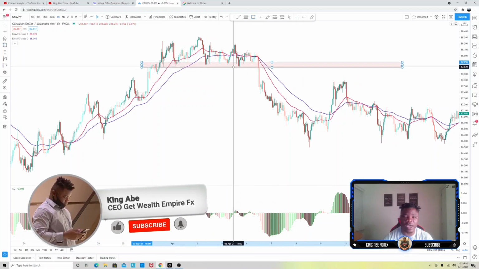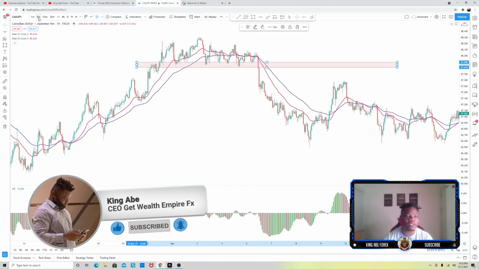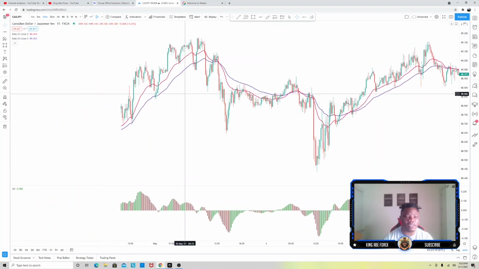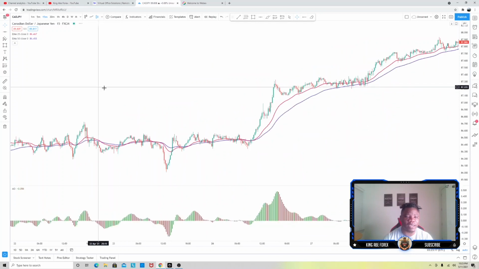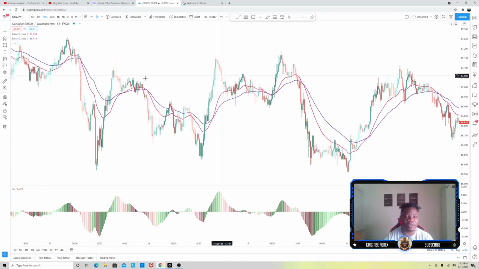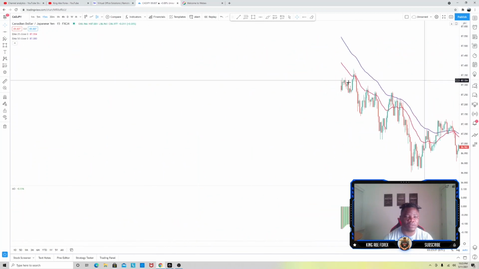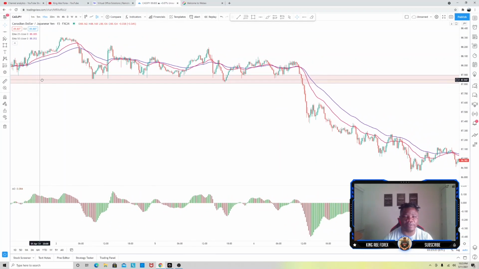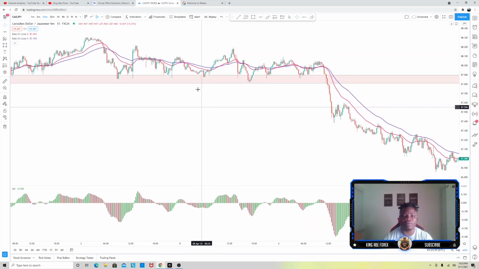Once you have your zone, we can go back to the 15-minute time frame and look for that zone that we just marked on the 1 hour time frame. Let's look for that zone, and we have that zone right over here.